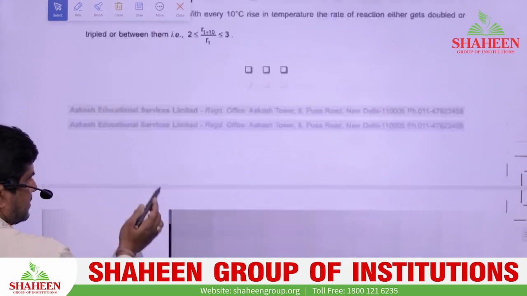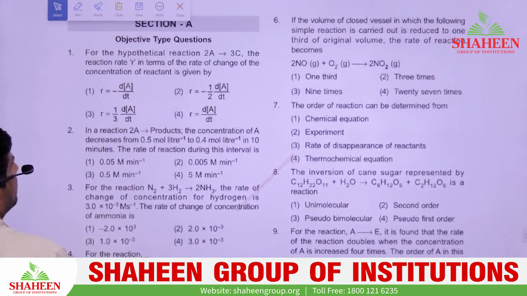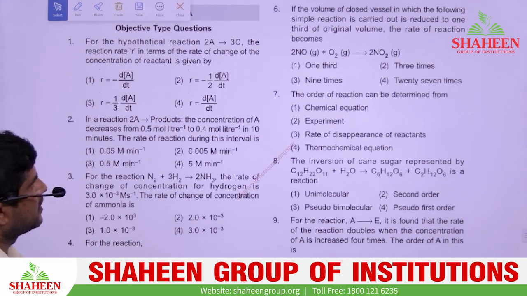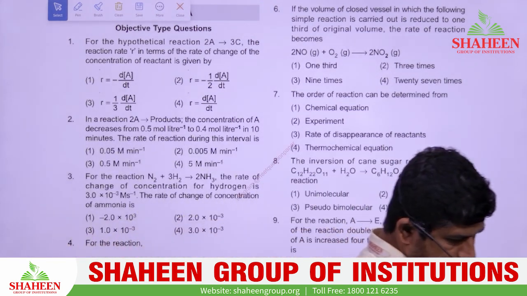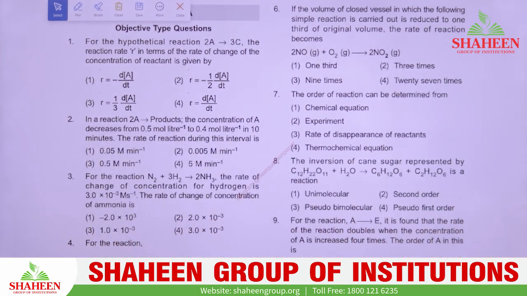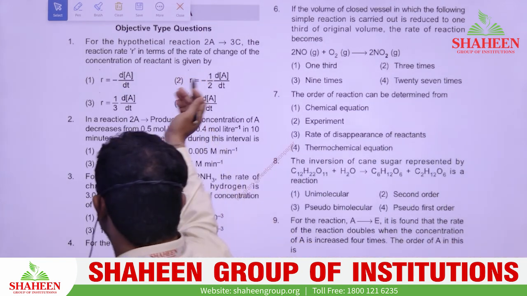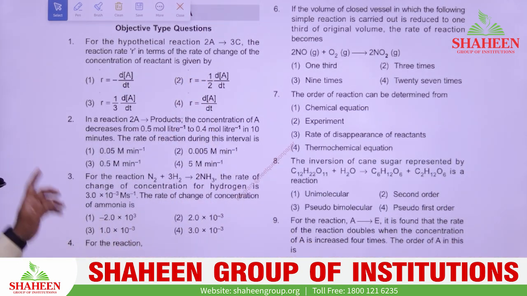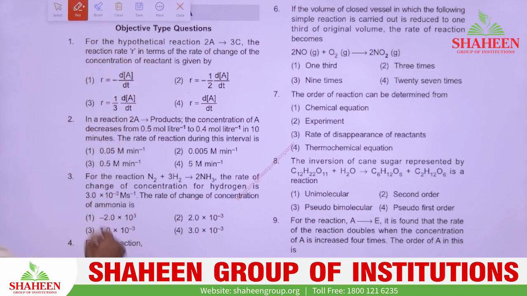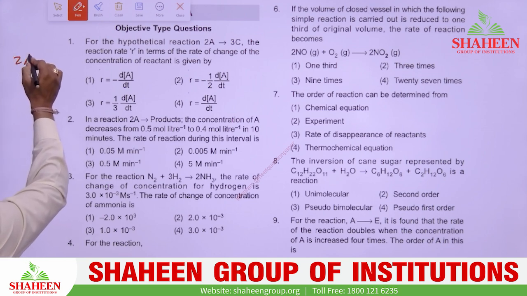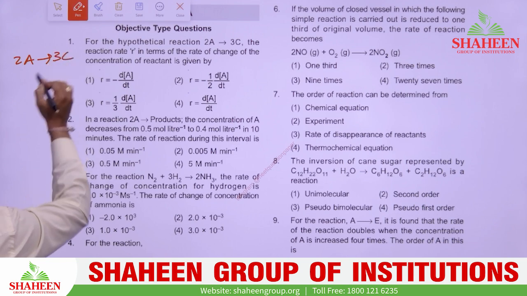So this is about chemical kinetics. Now you can see here these are the problems, so we'll discuss the problems. For a hypothetical reaction 2A gives 3C, the rate of reaction in terms of the rate of change in the concentration of reactant can be given by which expression?